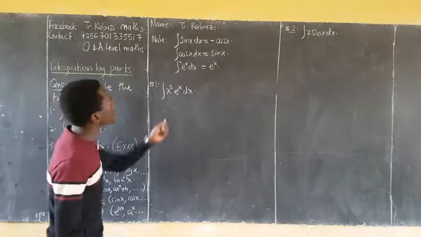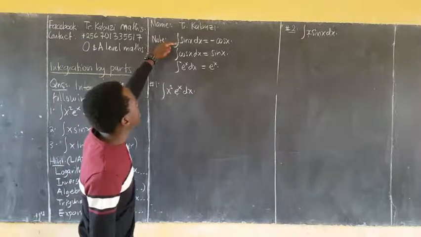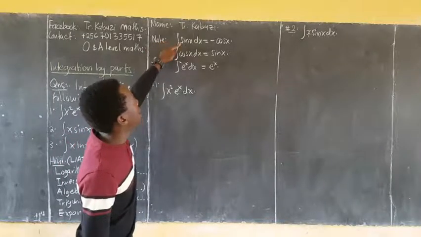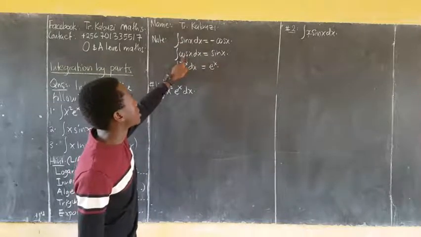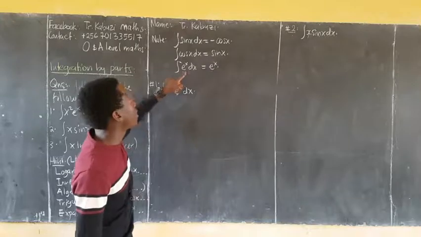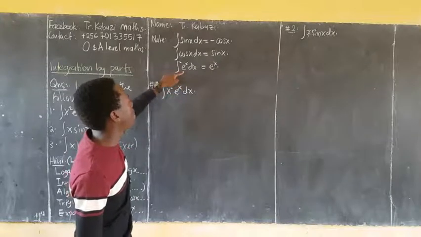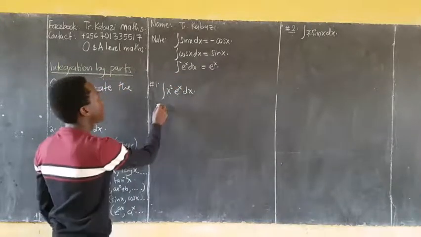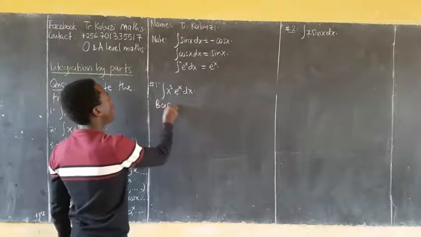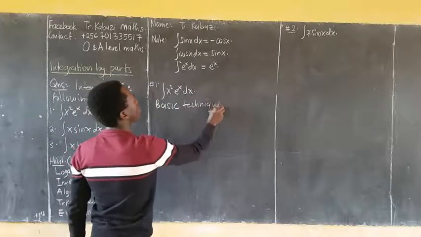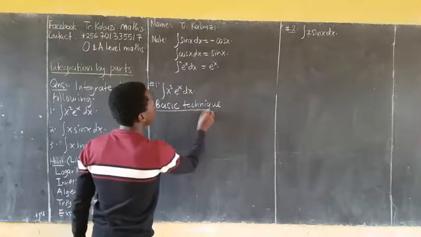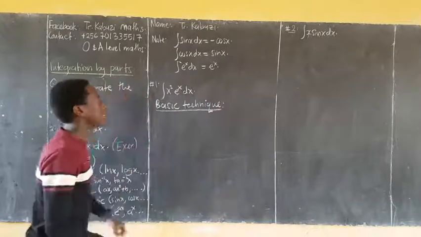Here, we are also going to need this technique: when I integrate a sine, I get a negative cos. When I integrate a cos, I get a positive sine. And when I integrate this type of exponent, I get that. So here, we are going to use what we call the basic technique. You can also use the formula, but today I'm not going to handle that.